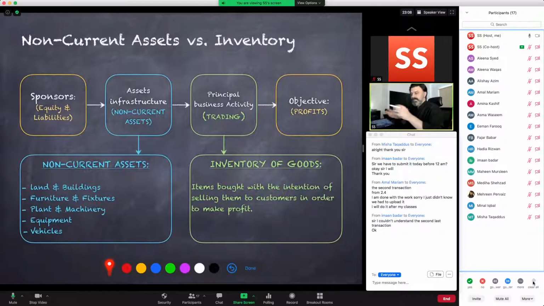So we understand the difference between an item bought with the intention of keeping it and using it for a long time, that makes it a non-current asset, and the items which are bought with the intention not to keep them but to sell them to your customers in order to make profit. Understood? Give me a feedback here, non-verbal feedback on the participants, please.